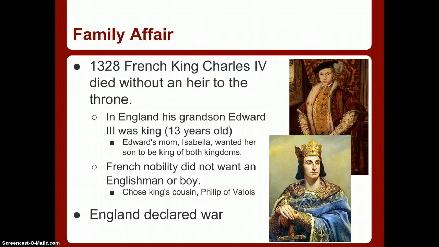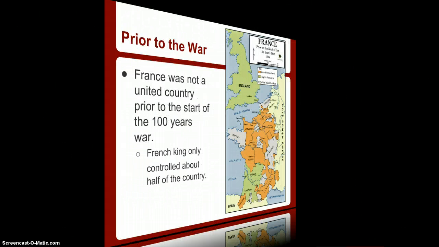So in England, his grandson was Edward III. He was a 13-year-old king. Edward's mom, Isabella, wanted her son to be the king of both kingdoms, of England and France. Now the French nobility did not want an Englishman or a boy as a king, so they chose the king's cousin, Philip. England, more so influenced by Isabella, was outraged by this, and so England declared war on France.